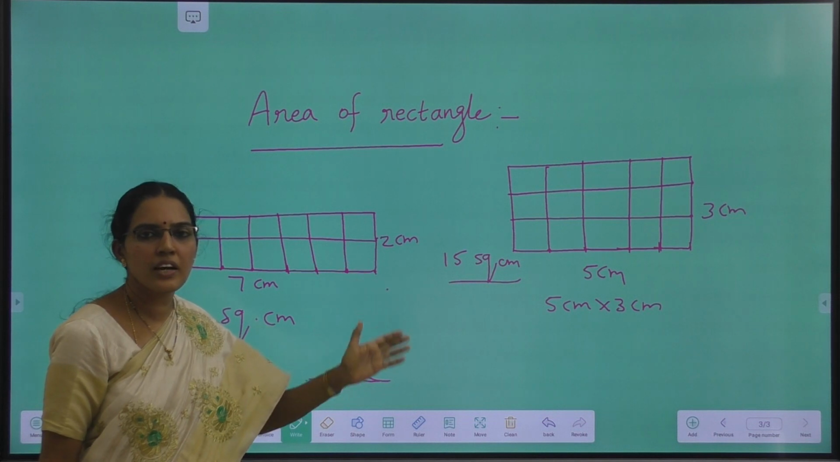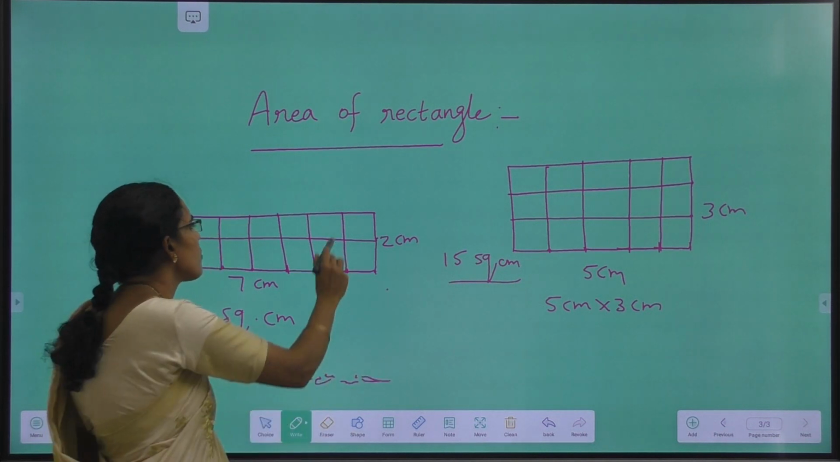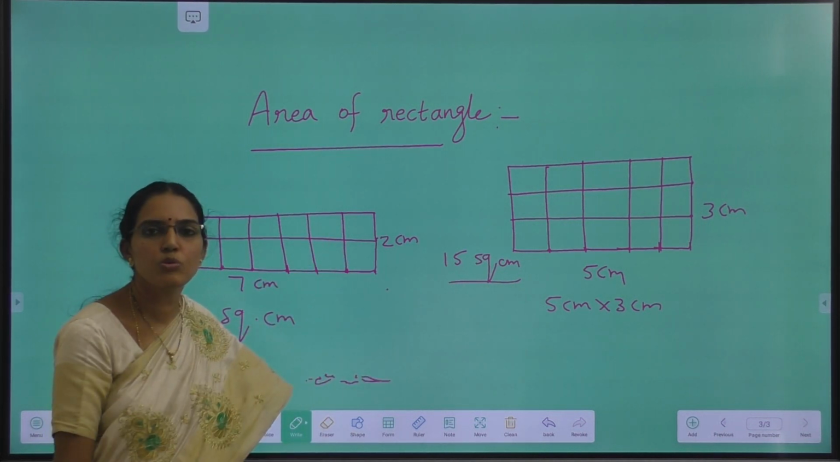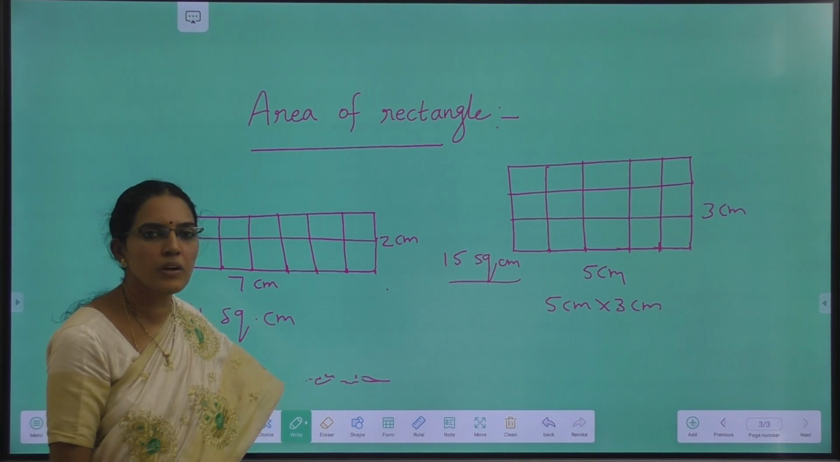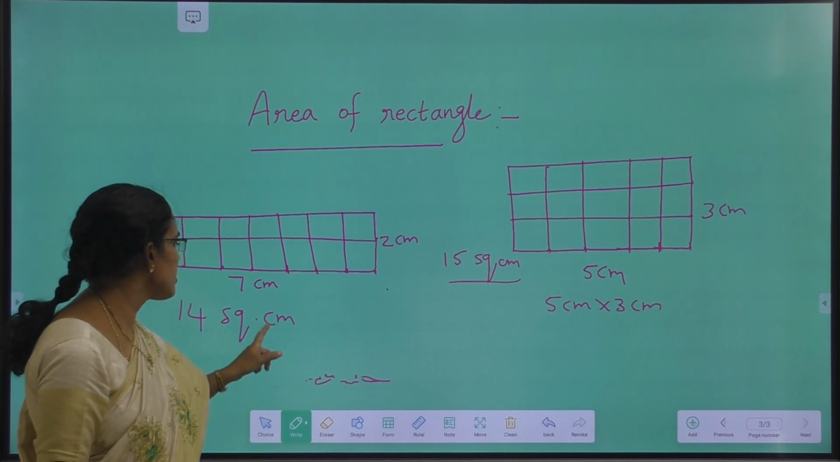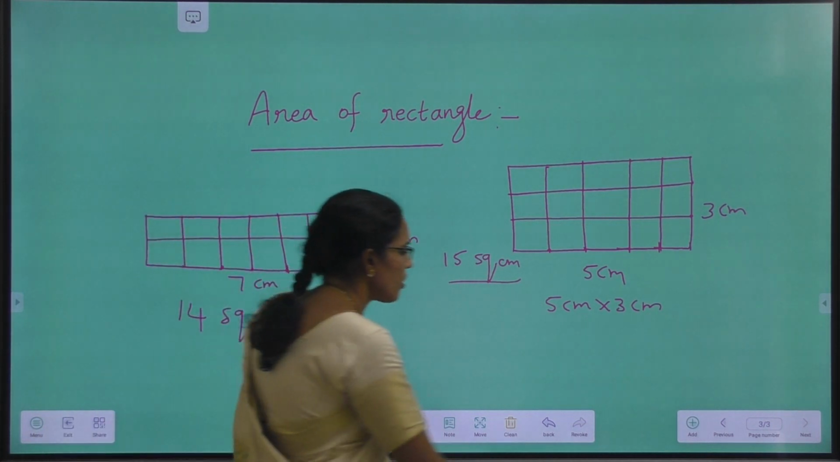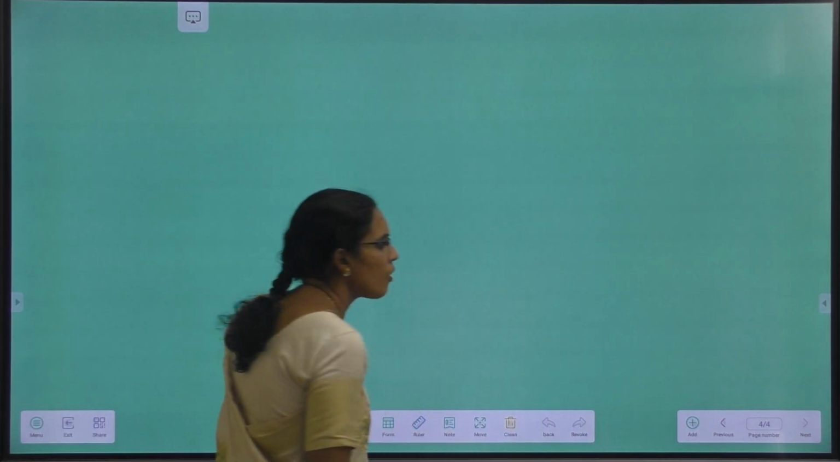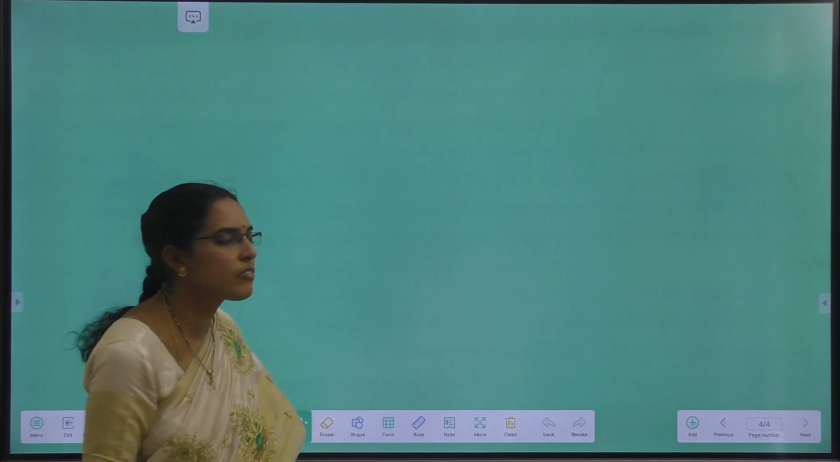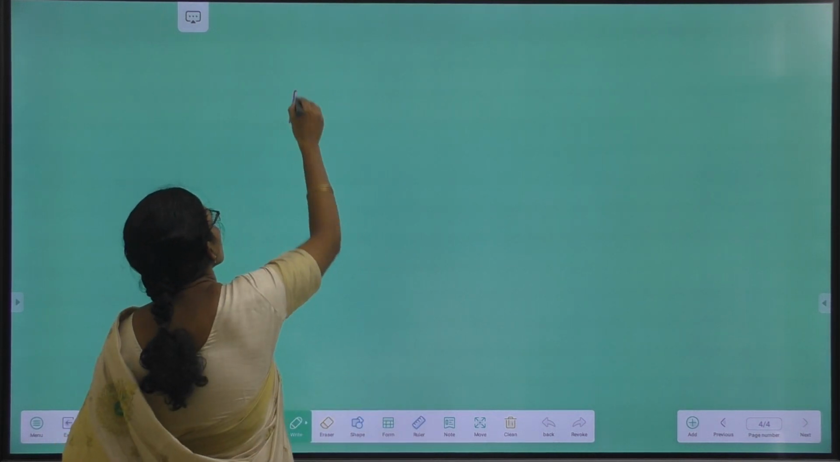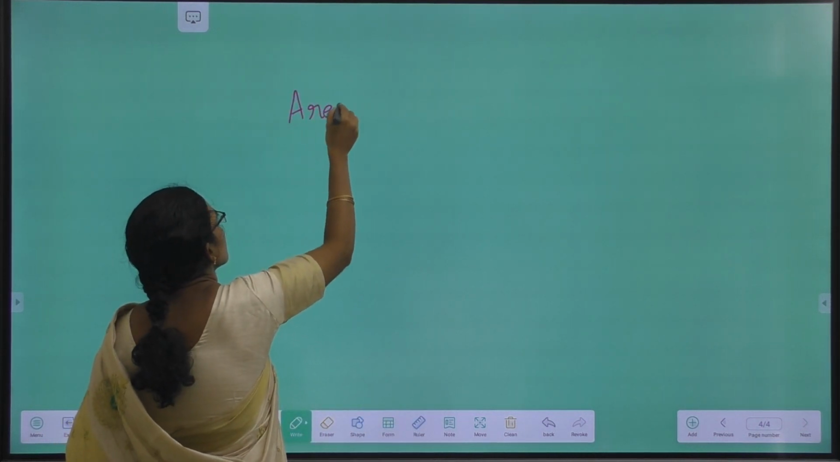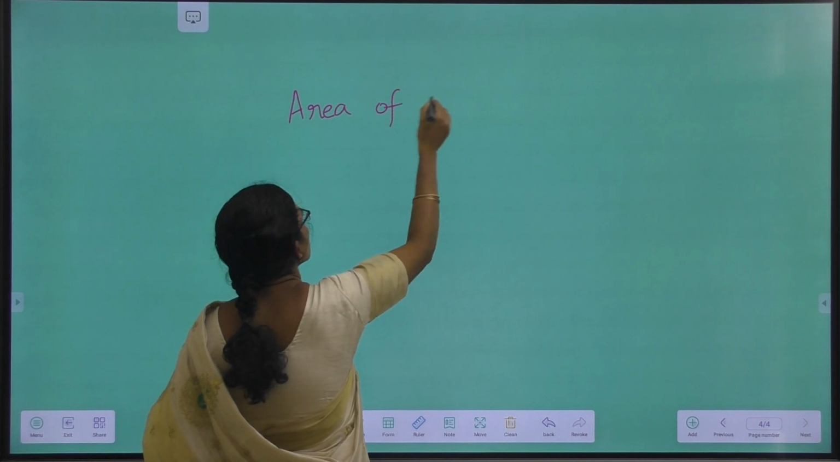If you want the rectangle area, every time no need to count the boxes in this way. Just use the formula length into breadth. And the unit for area is square units. Okay children? Then next we will see how to find the area of square. Area of square.